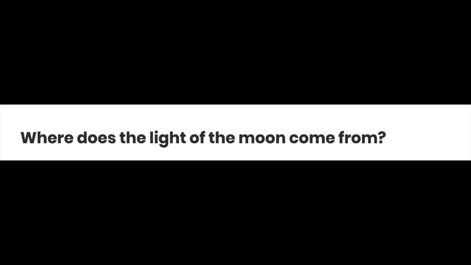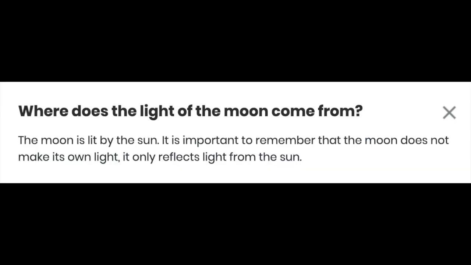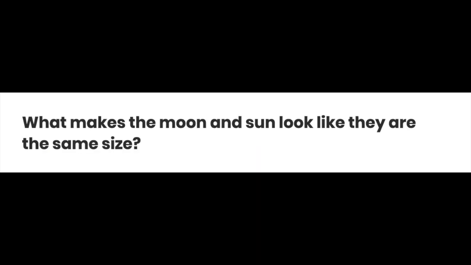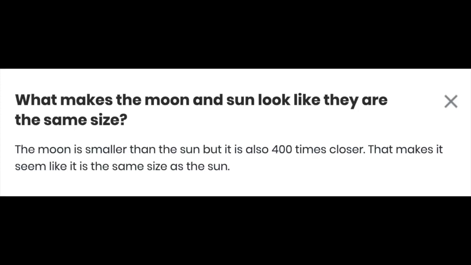Where does the light of the moon come from? We learn that the moon is actually lit by the sun, and it's important to remember that the moon does not make its own light. It only reflects light from the sun, like a mirror. What makes the moon and sun look like they're the same size? The moon is smaller than the sun, but it's also 400 times closer, and that makes it seem like it is the same size as the sun.